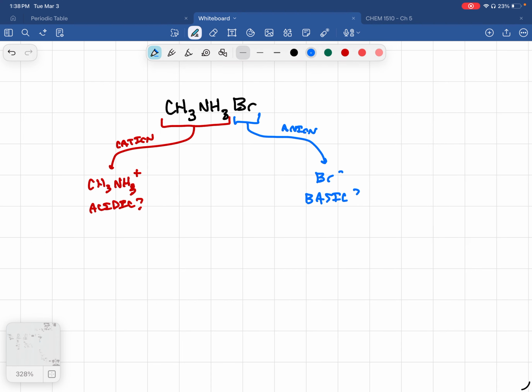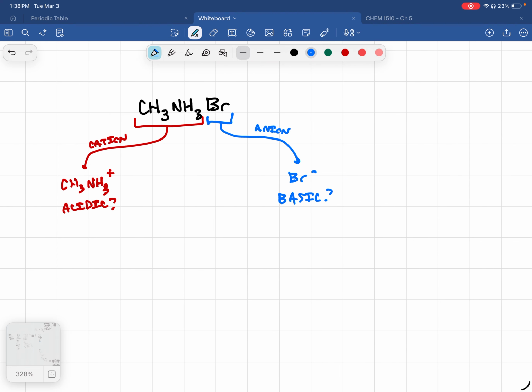We'll start with the anion this time. Is this the conjugate base of a strong acid? In other words, is it on our short list? Yes. So that means it will have no effect. It's not going to result in a basic solution. This ion is going to do nothing with water.